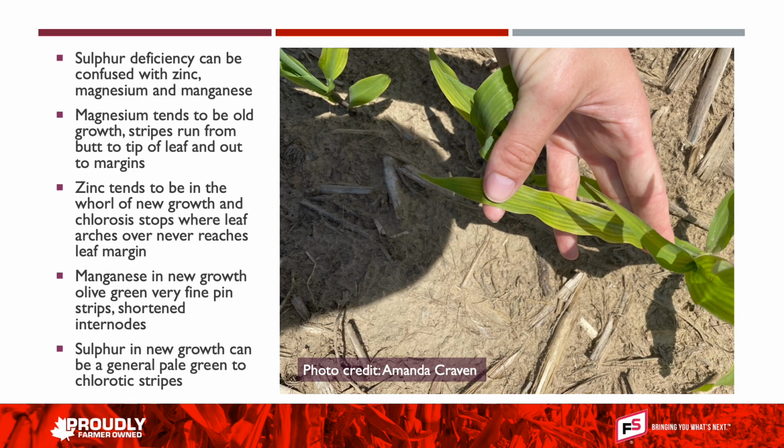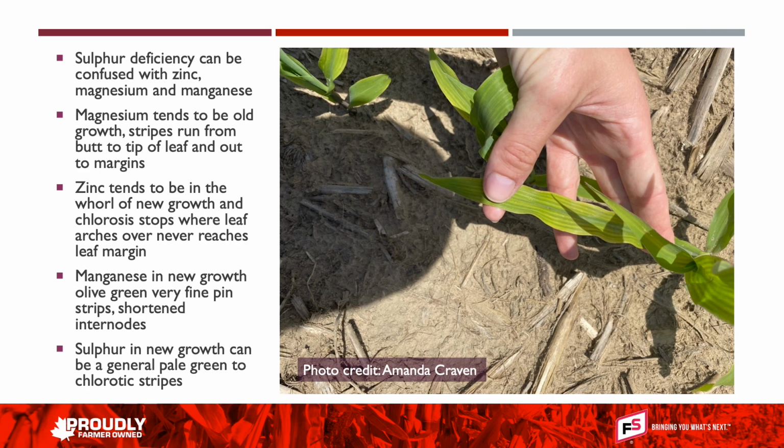Magnesium is interesting. Normally it occurs in the older growth at the bottom of the plant. It's usually uniform stripes that run the full length of the leaf right out to the margin. You get those chlorotic yellow stripes. Zinc tends to be more in the whorl of new growth. It tends to be more of a blotchy chlorosis, no defined stripes, and usually stops where the leaf starts to arch over. It never reaches the margin of the leaf. Manganese always occurs in new growth, with some shortened internodes, very fine olive green leaves with some fine pinstriping.